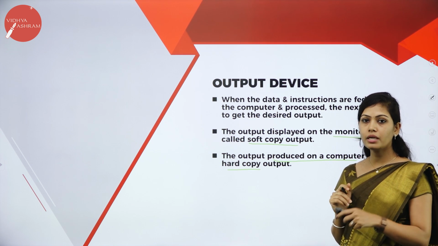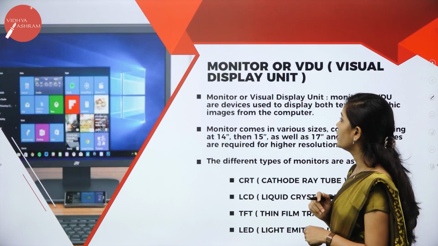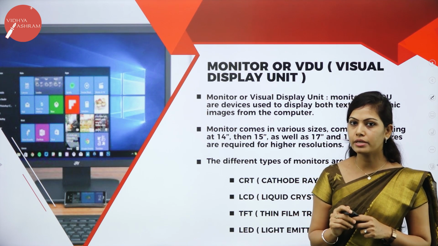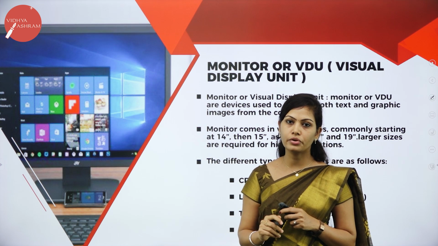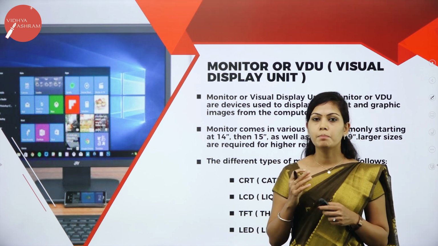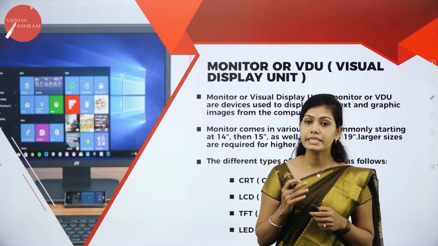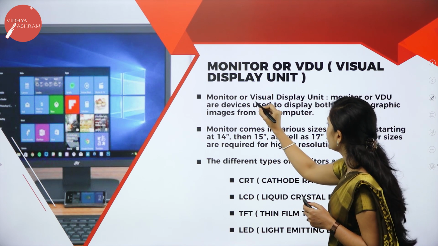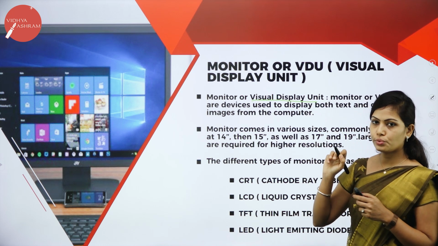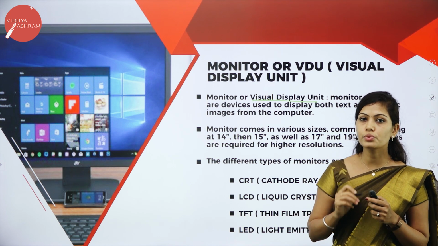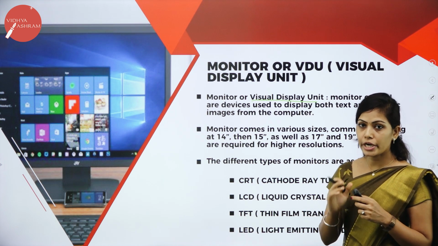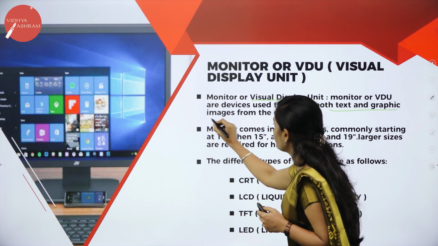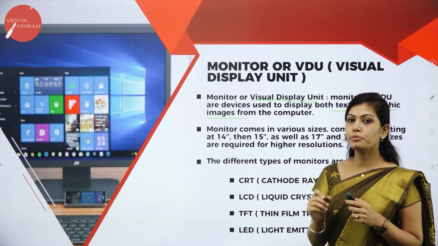And we have so many output devices in computer. Let us understand them one by one. Monitor. So what is a monitor? This is our monitor screen. Monitor is an output device. It displays the result. Monitors are called VDU, Visual Display Unit. VDU stands for Visual Display Unit. Monitors are used to display text and graphic images from the computers.